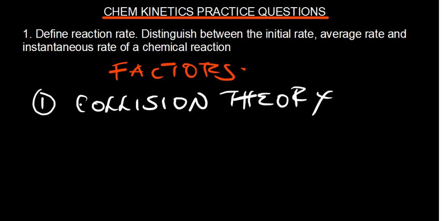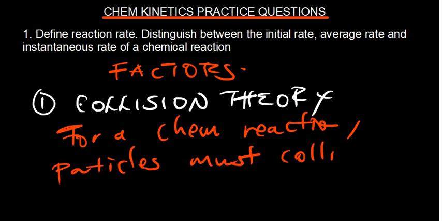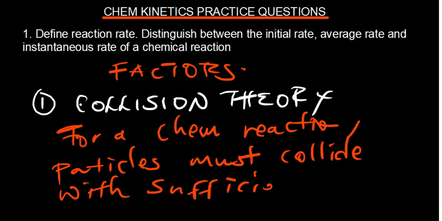This tells us that for a chemical reaction to take place, what needs to happen is what? Particles must collide. So in every reaction, particles must collide with sufficient energy. Not only should they collide, but they should collide with what? With sufficient energy.